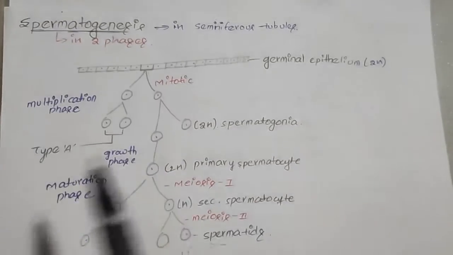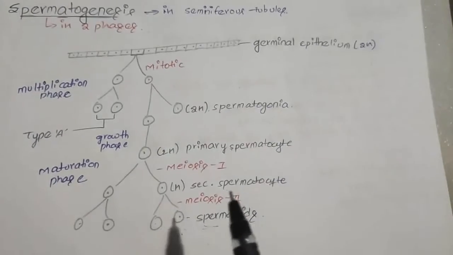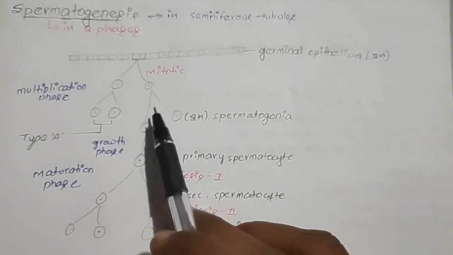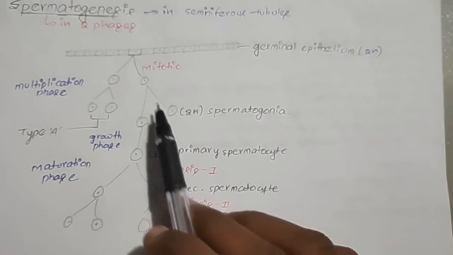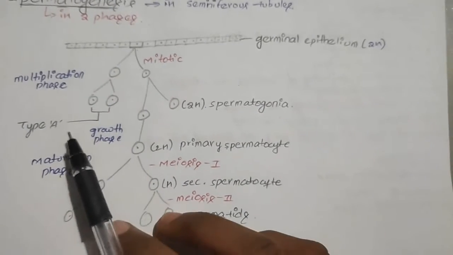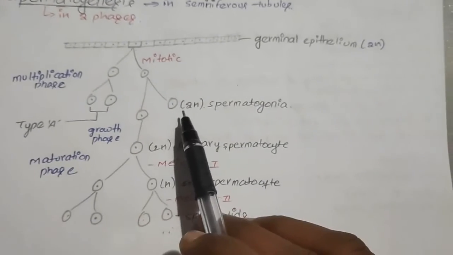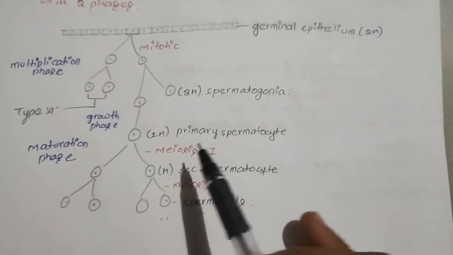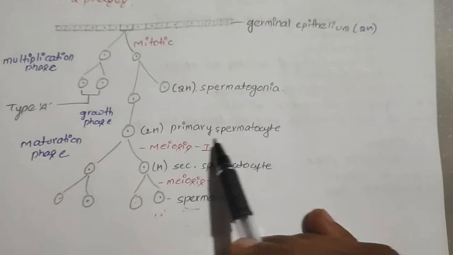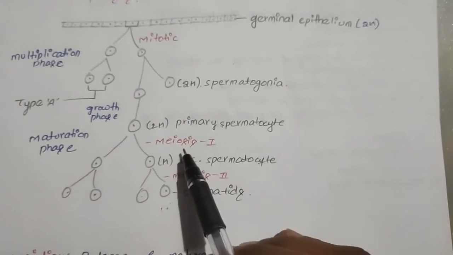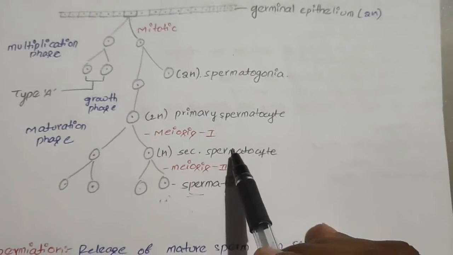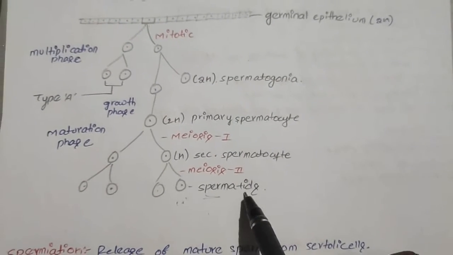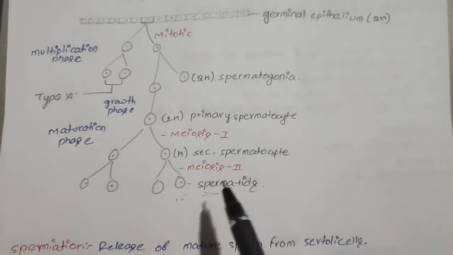See, in the spermatogenesis, this germinal epithelium undergoes mitotic division and forms two cells, out of which one is a non-functional cell known as the type A cell, and another is the functional cell known as the spermatogonia. This spermatogonia grows, becomes bigger in size and is known as the primary spermatogonia. This primary spermatogonia undergoes meiosis and becomes secondary spermatogonia. This secondary spermatogonia undergoes meiosis too and becomes spermatid. This spermatid develops into the sperm.